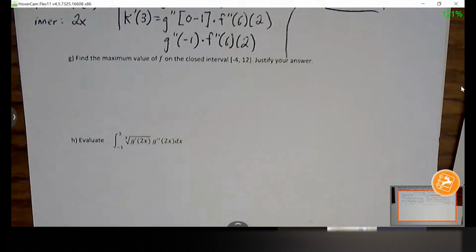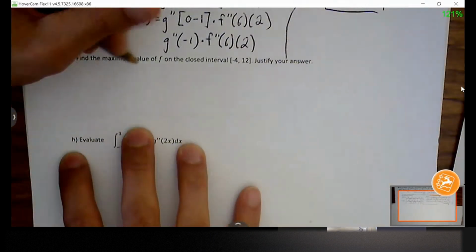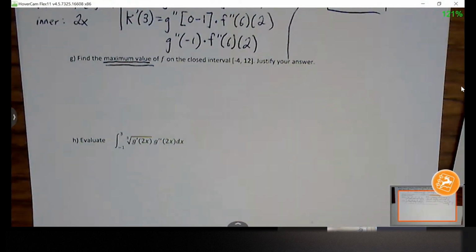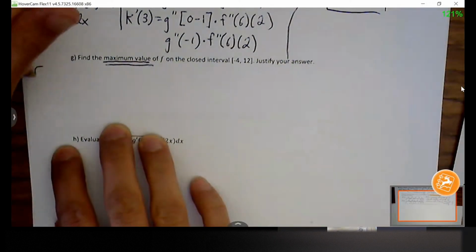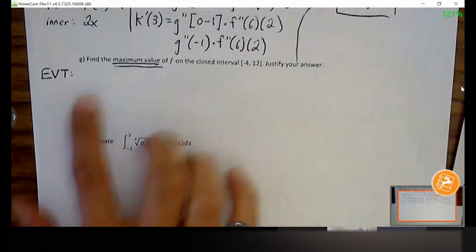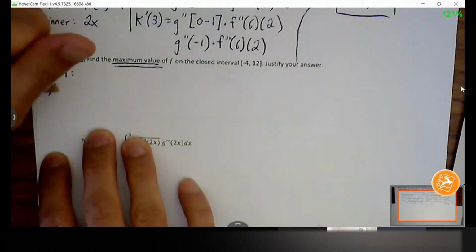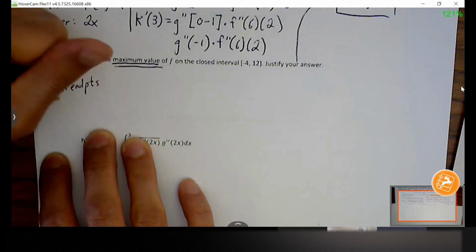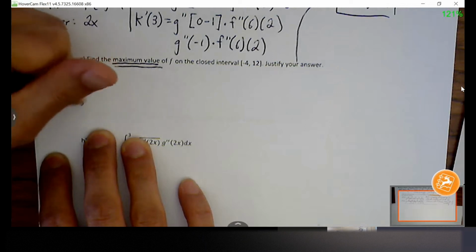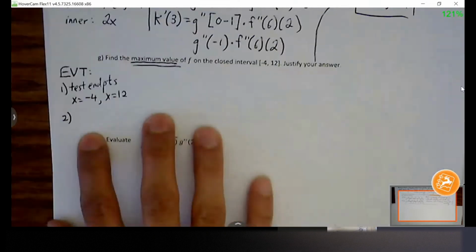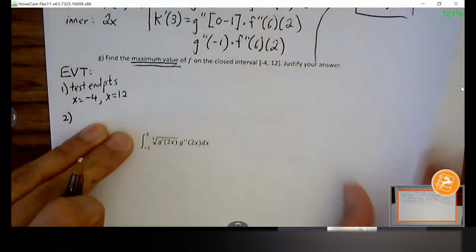Find the maximum value. All right, so what does this remind you of? What special method is involved here? Extreme value theorem. Yep, this is the extreme value theorem. So extreme value theorem means we need to test endpoints, and we need to test critical points, but do we need to test all the critical points?